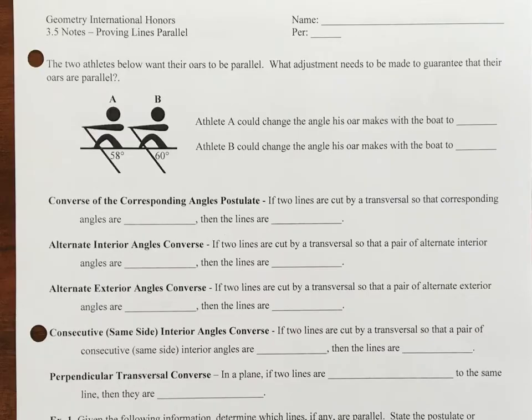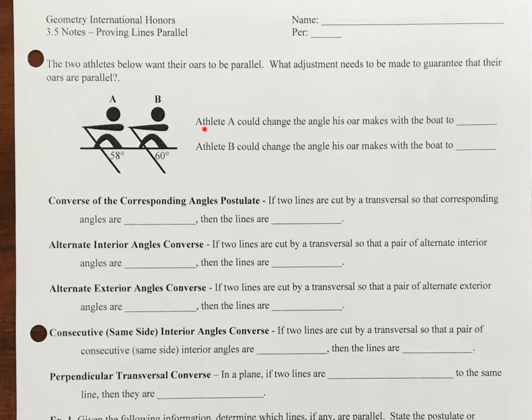Okay, so let's start by taking a look at this scenario. We have two athletes in a rowboat. The two athletes want their oars to be parallel. So what adjustments do you think we could make to guarantee that their oars are parallel? You'll notice that athlete A's oar forms a 58-degree angle with the bottom of the boat, and athlete B's oar makes a 60-degree angle with the bottom of the boat. So what adjustments could be made?